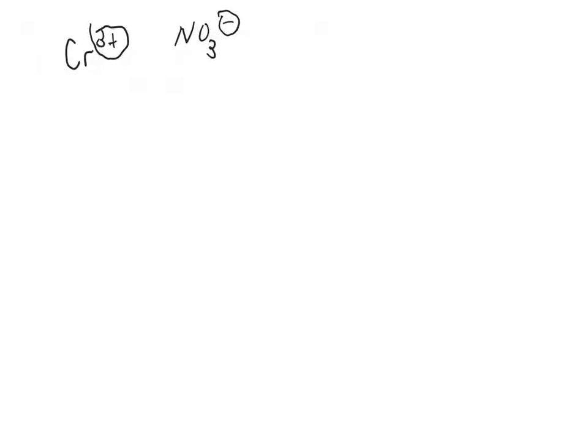And so we were now wanting to write out what the formula is when these two form an ionic bond with each other. It's pretty simple. What you do is you have Cr, and we know that it's NO3.